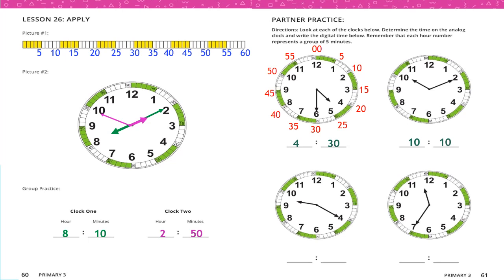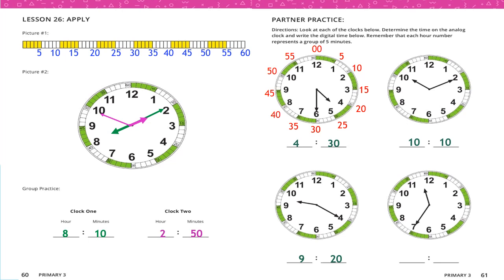The third example, the short hand is between 9 and 10. Will we take 9 or 10? We will take the smaller number. It didn't reach 10 yet, so we will not take 10. We will choose 9. And the long hand is referring to 4. So we will sing our song 5, 10, 15, 20. So when it reached 4, it told me 20 because we have 4 groups of 5.